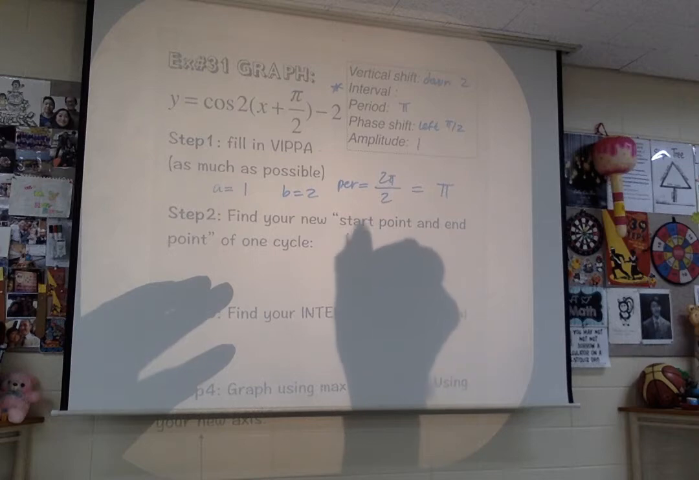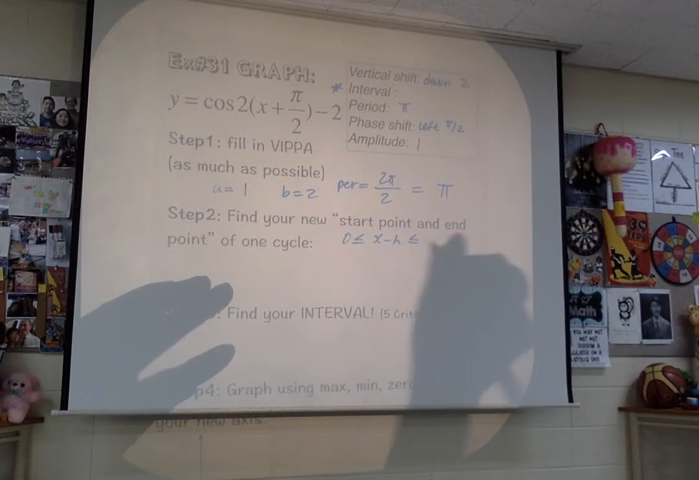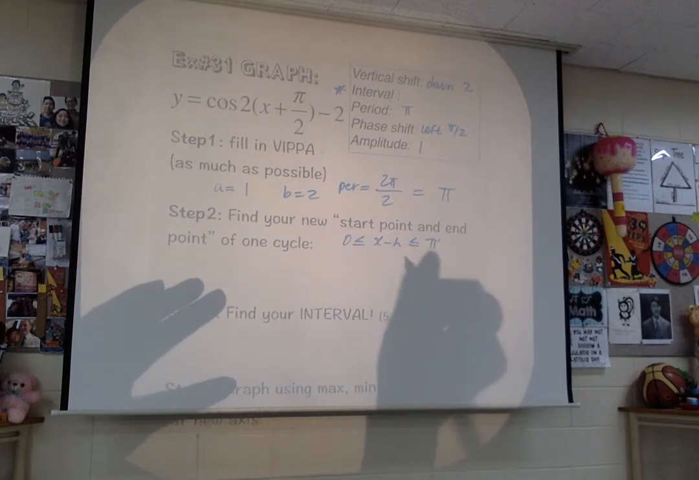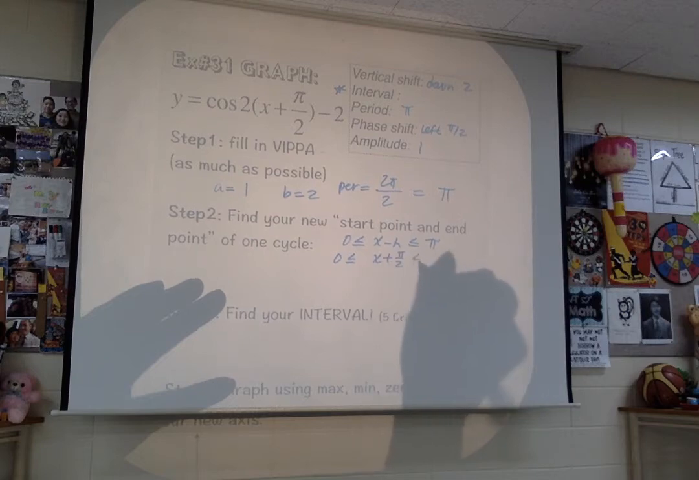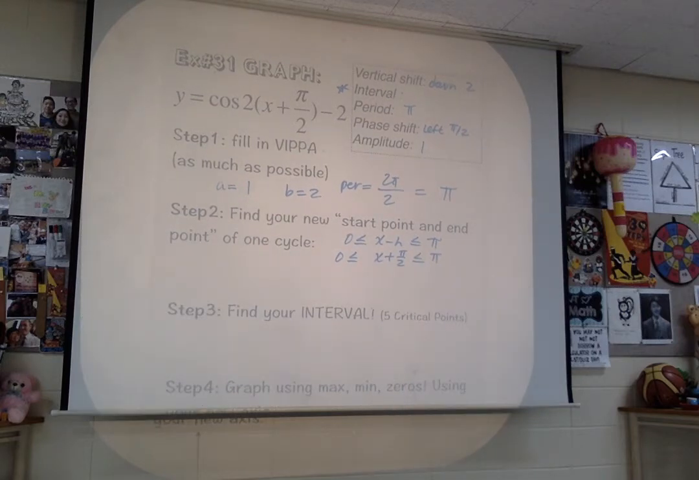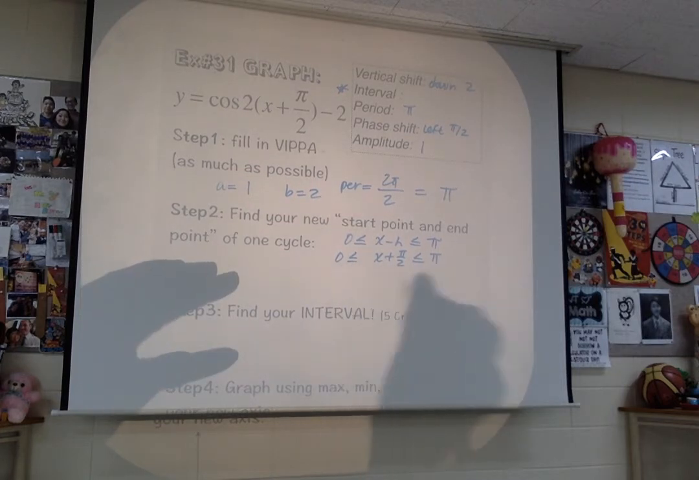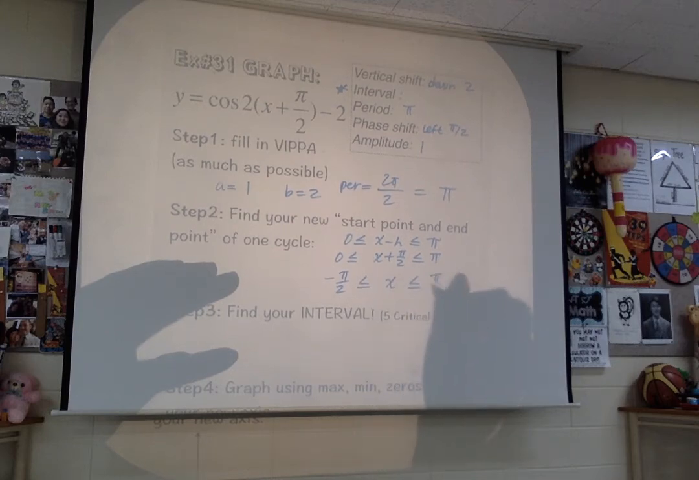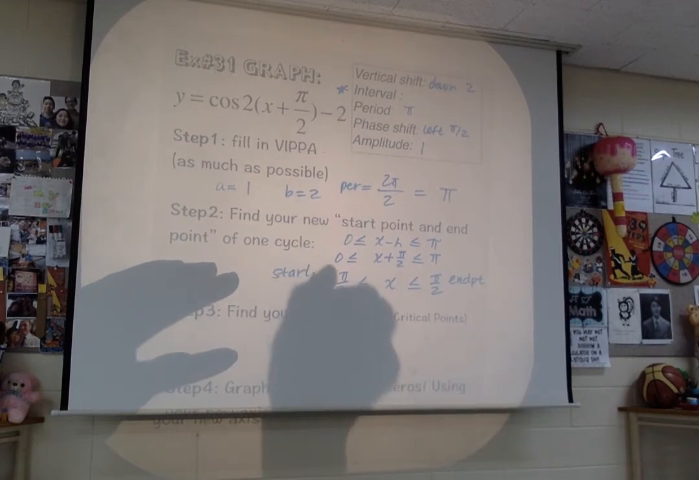Find a new starting point. Remember, it's 0 less than or equal to x minus h less than or equal to our new period, which is pi. So ours is 0 less than or equal to x plus pi over 2, less than or equal to pi. Make sure you're getting all that, guys. Stop and ask your neighbor if you have to, okay? And when I solve the inequality, I get negative pi over 2 is less than or equal to x is less than or equal to pi over 2. Here's our start point, here's our end point.